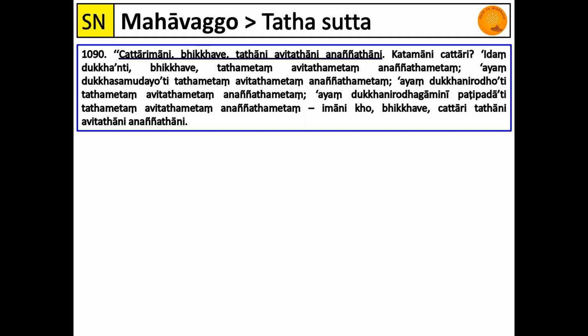The 4 things. Idan dukkhanti bhikkave tathametam avitatametam ananyatametam. Dukkha samudayanti bhikkave tathametam avitatametam ananyatametam. Ayam dukkha nirodhanti bhikkave tathametam avitatametam ananyatametam. Ayam dukkha nirodhagaminya patipadati bhikkave tathametam avitatametam ananyatametam. So what they are saying is, the 4 noble truths, that's what they are talking about, they do not change. They are tatha. They are permanent.